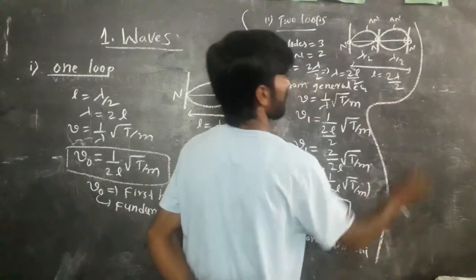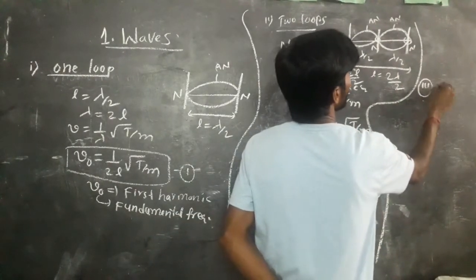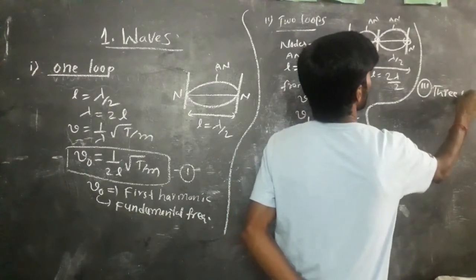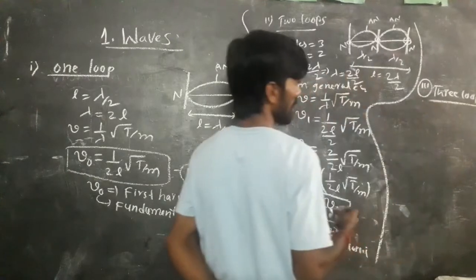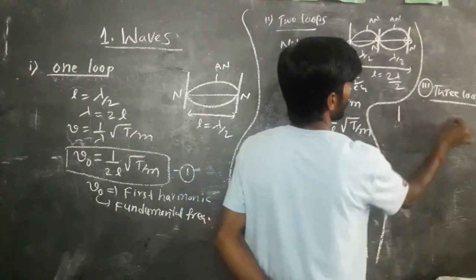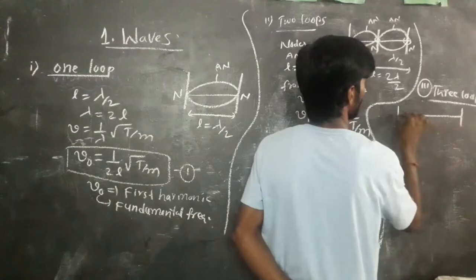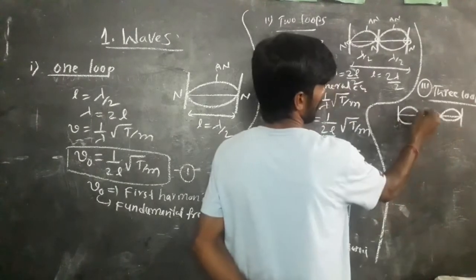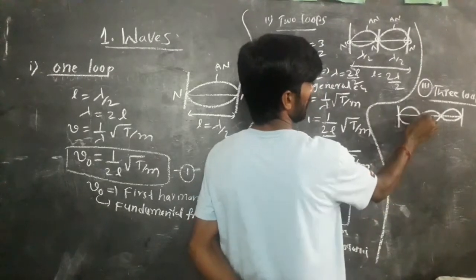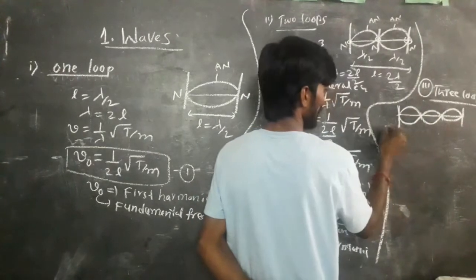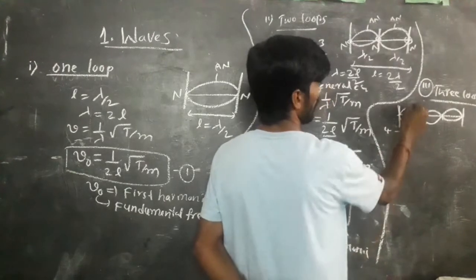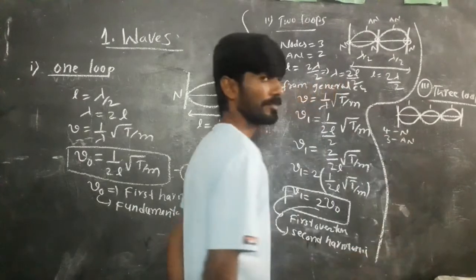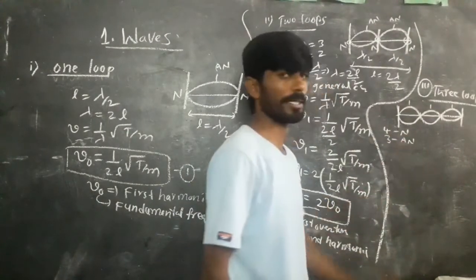Now we need 3 loops. Third one, 3 loops. When 3 loops is selected, I am taking 3 loops. If you select 3 loops, 1, 2, 3, 4 means 4 nodes, and 1, 2, 3 means 3 antinodes. 4 nodes and 3 antinodes.